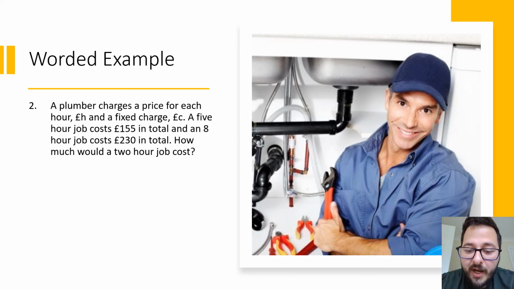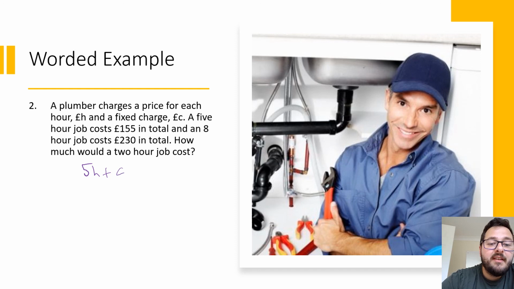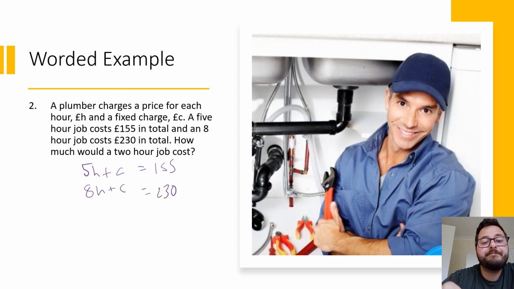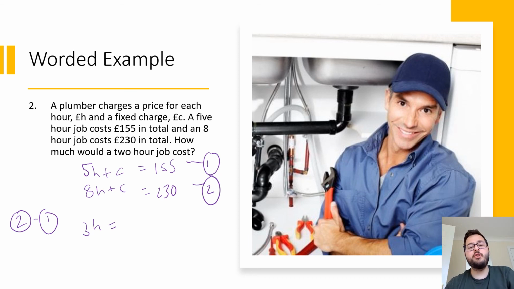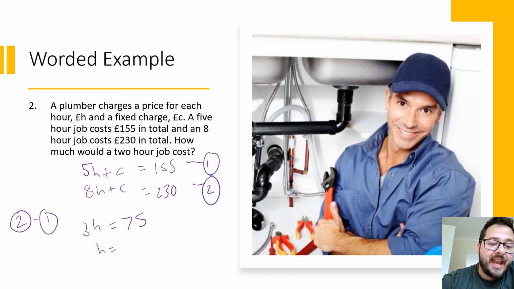Okay, well again we want to draw out our simultaneous equations. So 5 hours, so it's going to be 5h plus the fixed cost, which we'll call c, and that is 155. And an 8-hour job plus the cost is 230. We'll call that 1 and we'll call that 2. Now already we've got the c's matching, so let's just do 2 take away 1. The c's will disappear. We're going to get 8h minus 5h, which is 3h. And 230 take away 155 is 75. And then we divide by 3 and you're going to get h is 25.